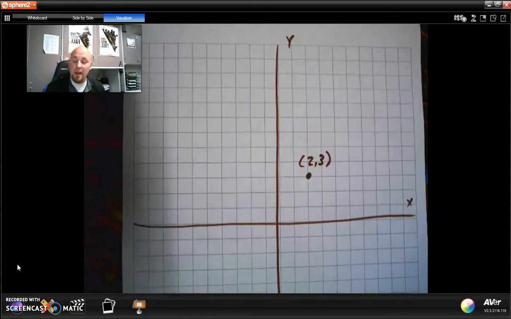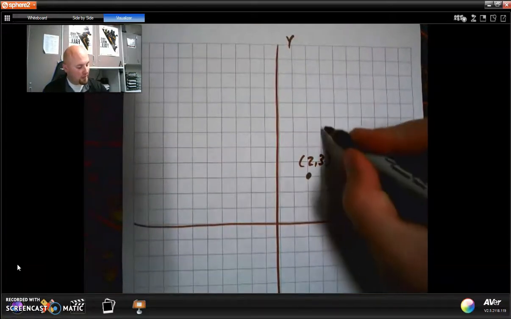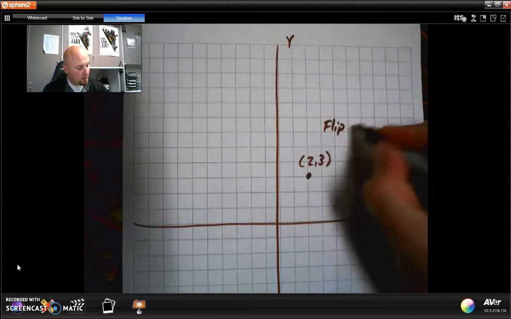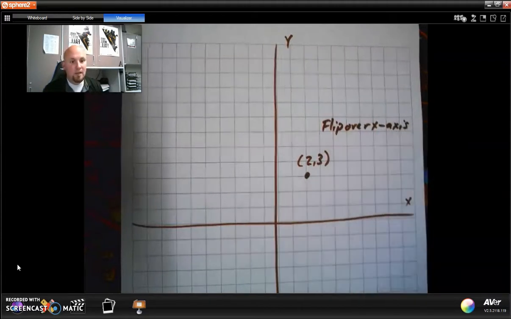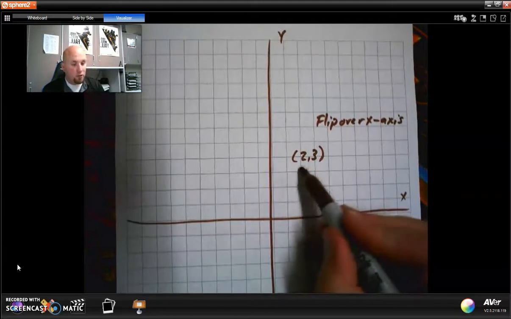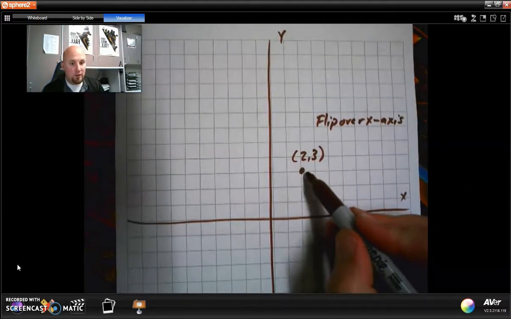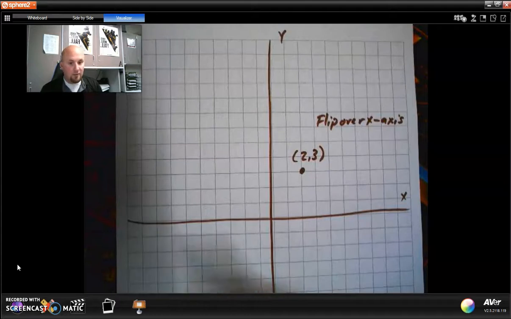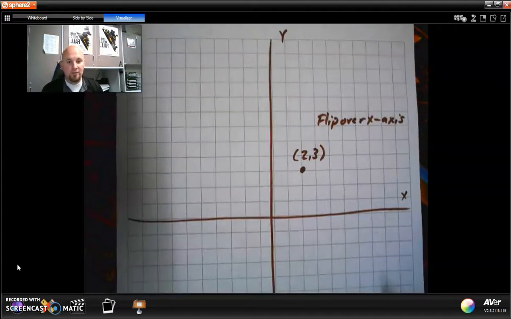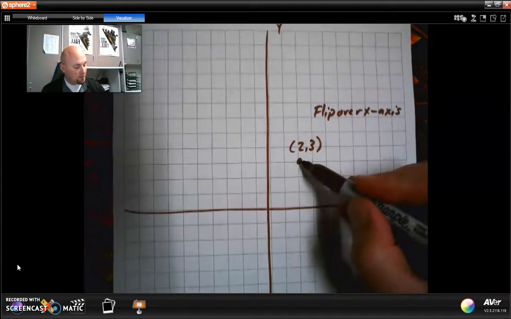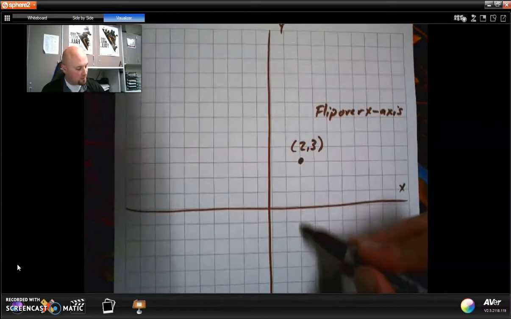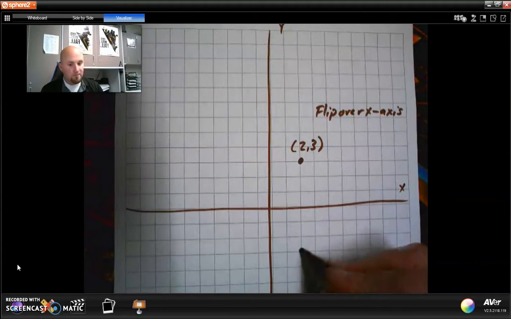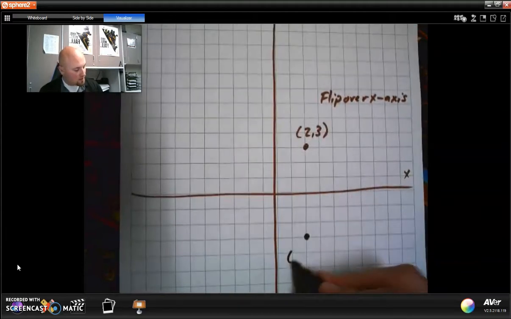All right, so now let me show you how to flip or reflect over the x-axis. Okay, so let's say we have the point 2, 3, and we're going to flip it over the x-axis. That's the horizontal line from left to right. So 2, 3 is right here. It's going to flip over this line. So if it's 3 spaces up, it's going to go 3 spaces down. 1, 2, 3. And it lands at the point 2, -3.